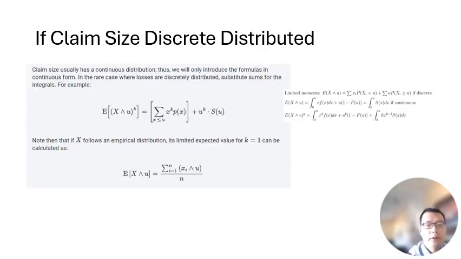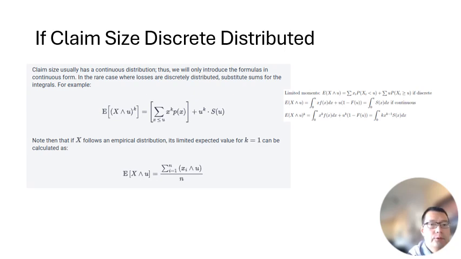So earlier we talked about the situation when claim size is continuous, which is the normal case, and we derived the expected value for X∧μ and (X∧μ)^k. I put the formula on the right side of this slide, but now we are talking about a situation when claim size follows a discrete distribution.